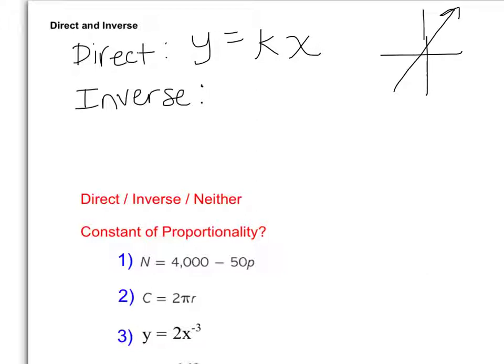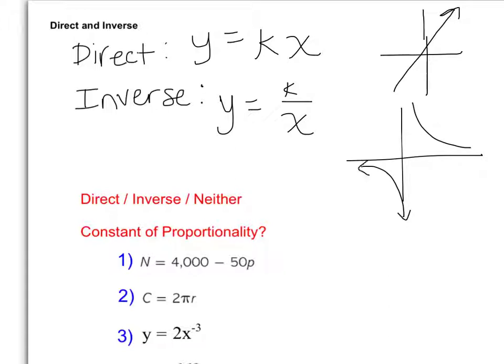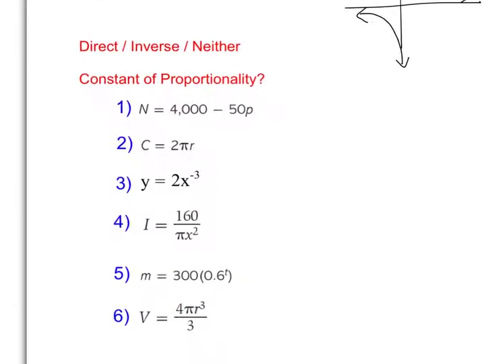That's a bad drawing. An inverse relationship looks like this, y equals k over x, where the constant is divided by the variable that we're considering. And as a graph, an inverse would look like that, and it actually has two parts, so it's a two-part graph for inverse. So let's look at a couple examples and decide whether they are direct, inverse, or neither.